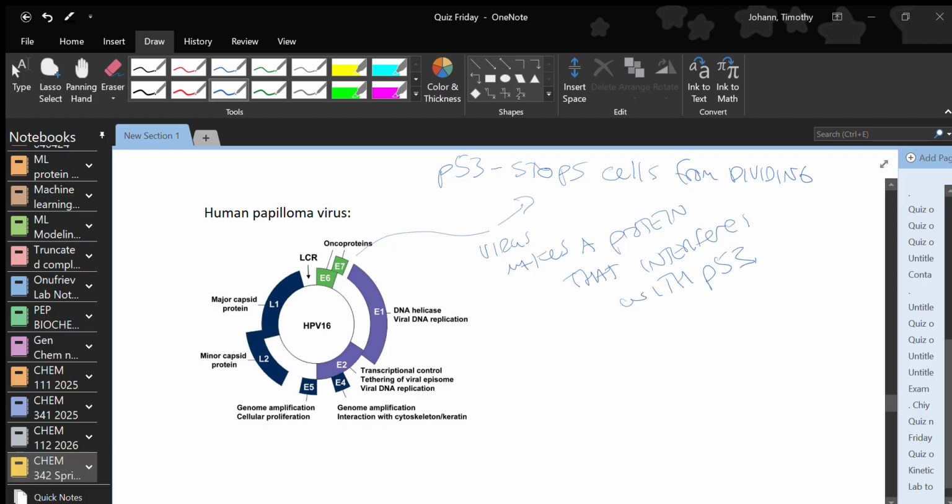And so once again, the cells don't stop dividing. If cells have damage, P53 is supposed to say, hey, don't keep going. And you're no longer stopping the cell cycle because of this. And so this is how you could have a vaccine. You can have a vaccine for human papillomavirus that's preventing cancer.